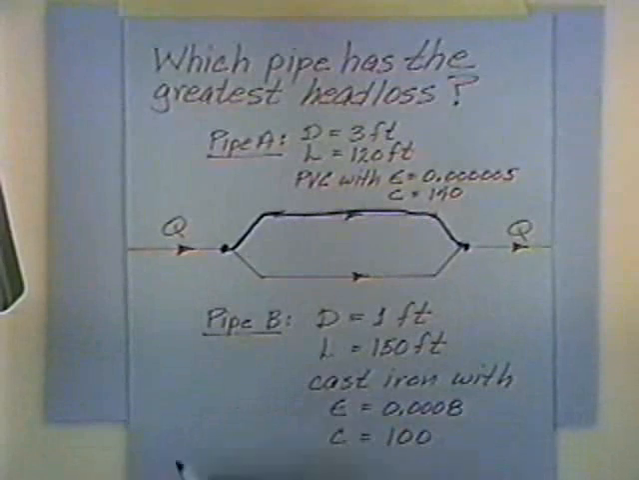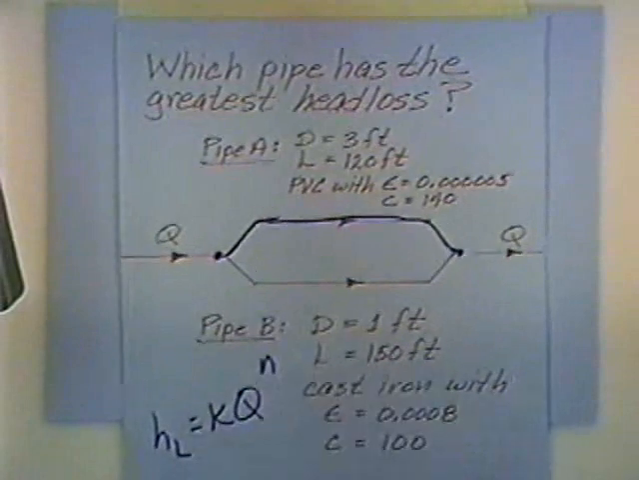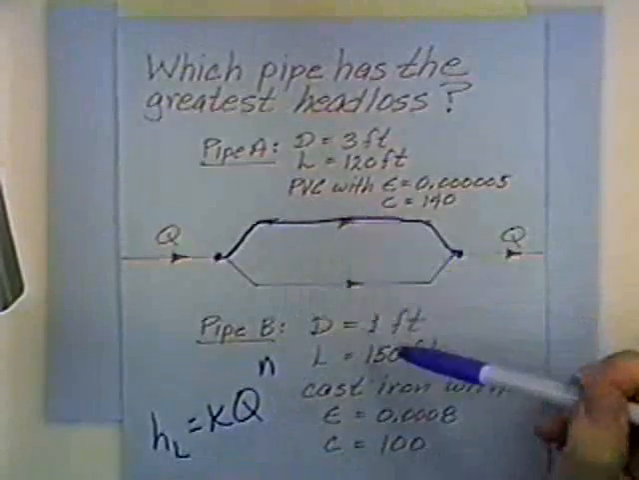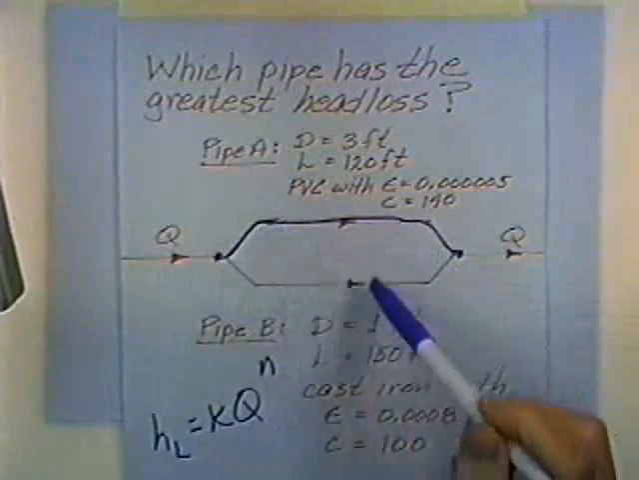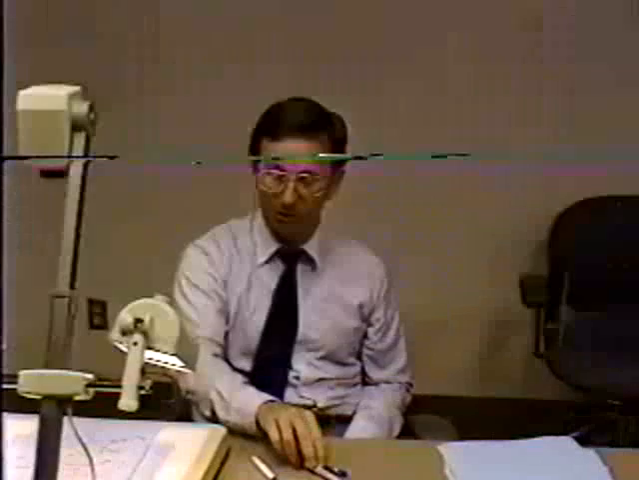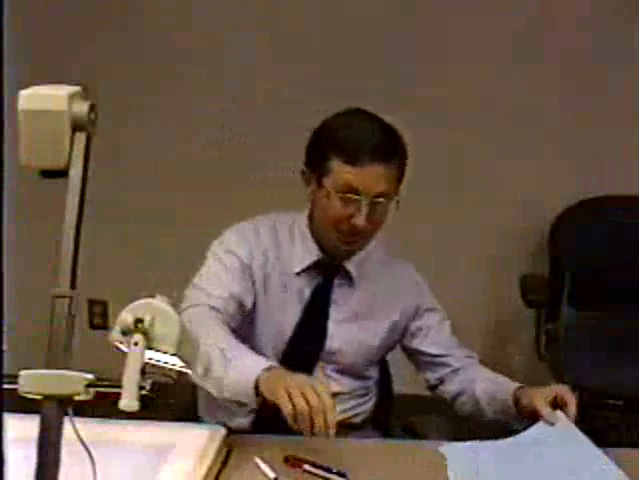What does Mother Nature, what does the physics of the problem know? The physics of the problem knows that the head loss is KQ to some power. And so the pipes are going to have different discharge rates. The flow is going to be split in such a way that the head loss is the same in the two pipes. And that takes us into the topic of multiple pipe systems, and we can talk about pipes in series and pipes in parallel.